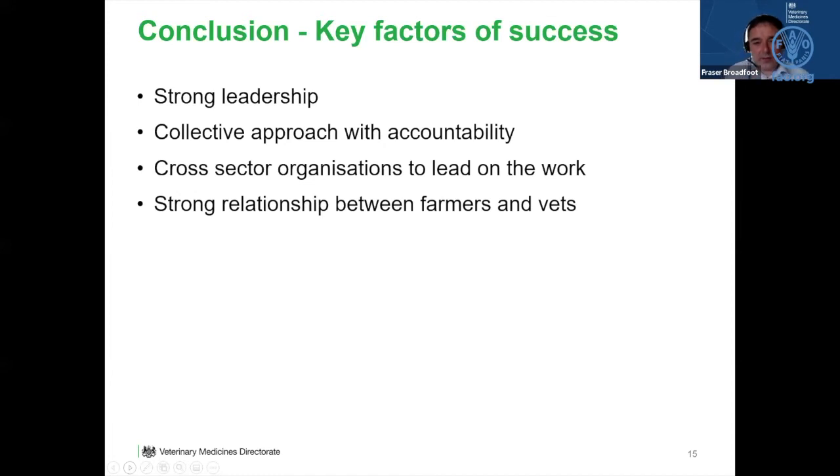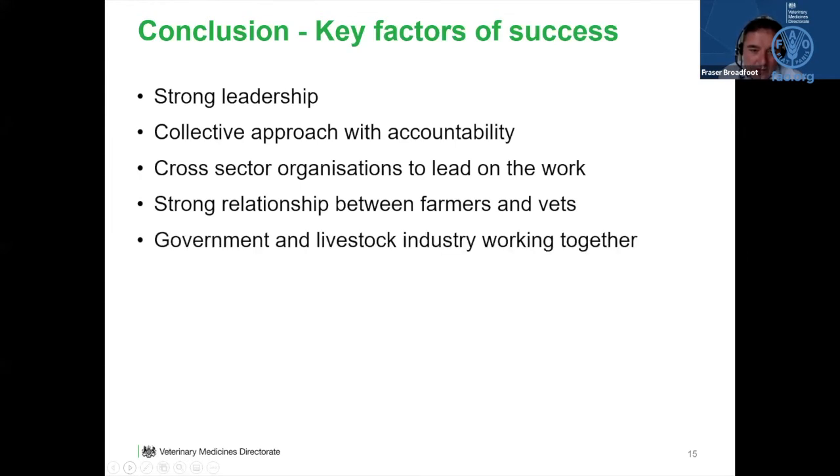Having good relationships between the farmers and the vets is absolutely vital, and actually some of the sectors where there's been the most progress are probably the sectors where they have the strongest relationships between the vets and the farmers. So that is absolutely key. Vets really are the gatekeepers for antibiotic use.